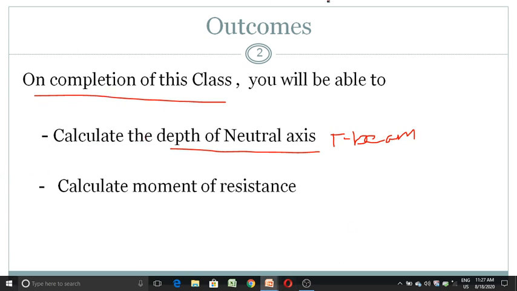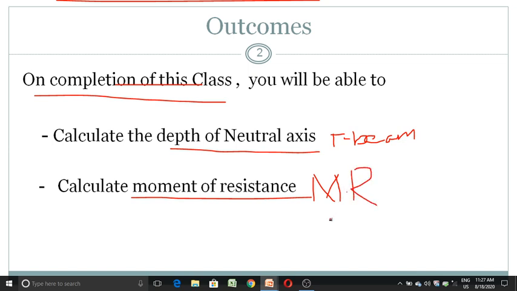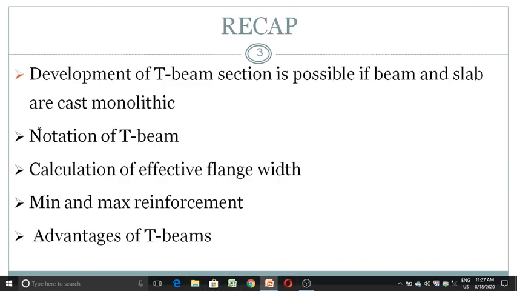After knowing the depth of neutral axis, we have to calculate the moment of resistance. You know what the moment of resistance is, MR, right? So you have to calculate the moment resisting capacity of that T-beam for given loading conditions. These two things you should know after completion of this class. So let us recall the things we discussed in previous classes.